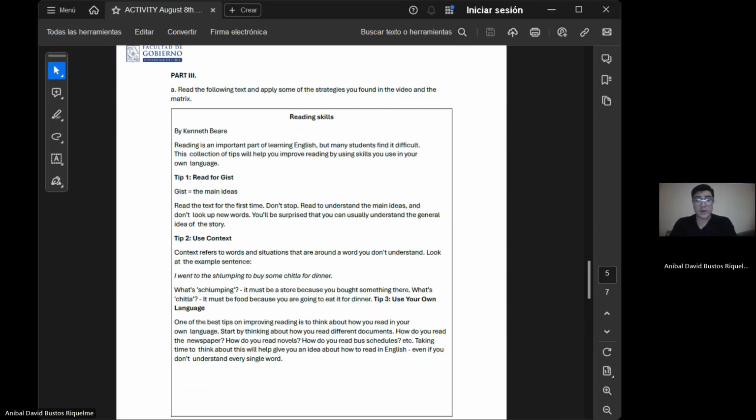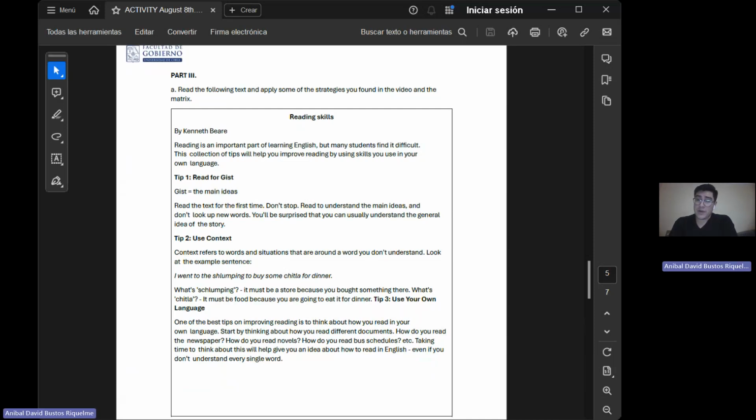Tip 2. Use context. Context refers to words and situations that are around a word you don't understand. Look at the example sentence. I went to the Schlamping to buy some Schittla for dinner. What's Schlamping? It must be a store because you bought something there. What's Schittla? It must be food because you're going to eat it for dinner.